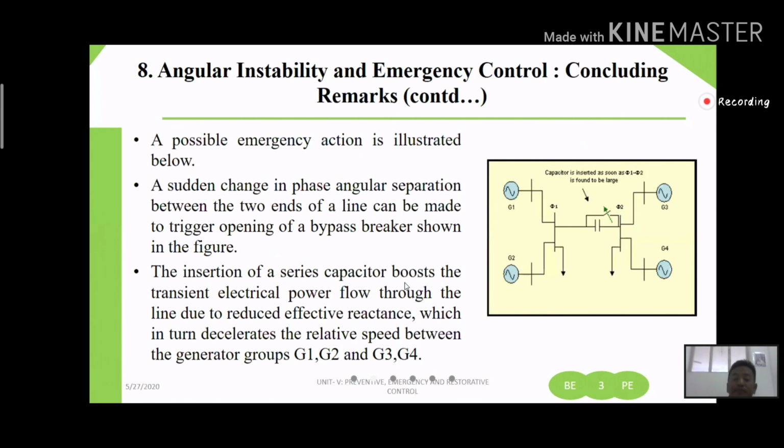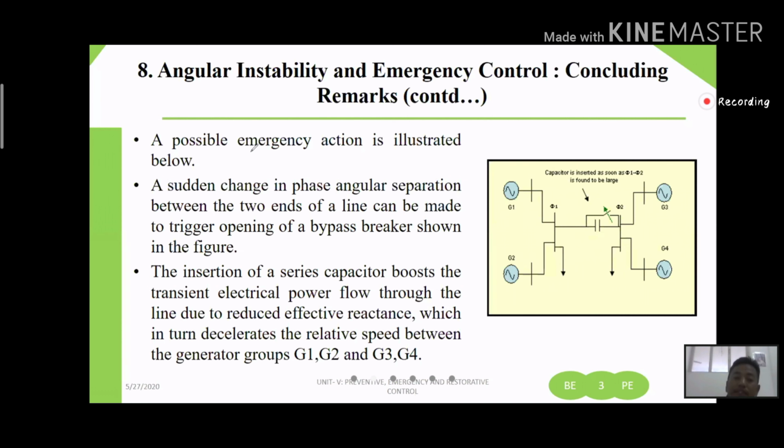Then another way which we can do is, this is the most preferable one. Nowadays we are trying to use this type of device. Capacitor is inserted as soon as you find out that it is angularly unstable, or phi 1 minus phi 2 is found to be very large, then you will try to install the capacitors. Why we have installed, we have already learned, and then we will try to bring back to the stable condition. Controlling by this method is also known as emergency control.